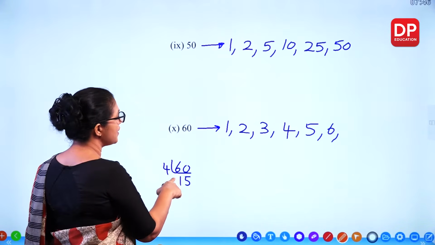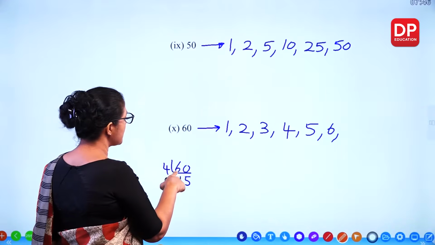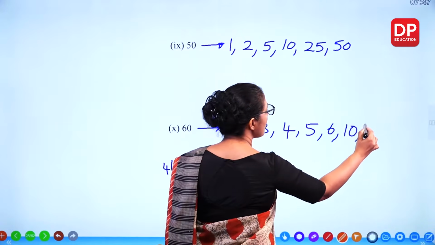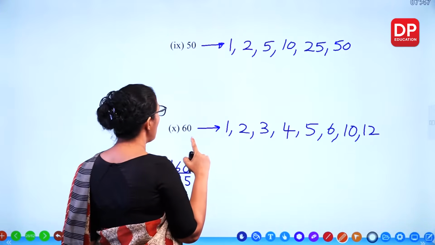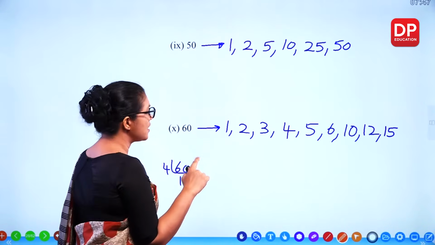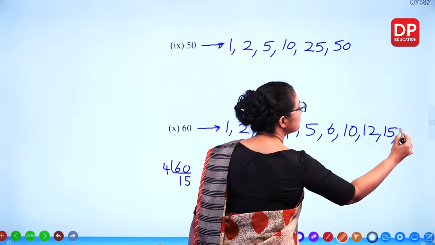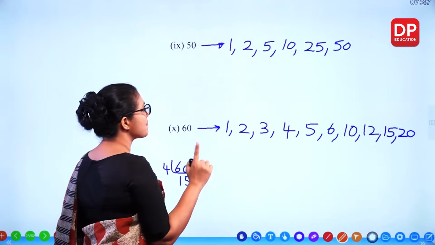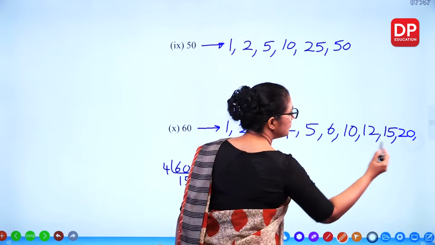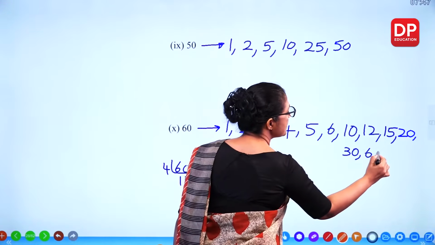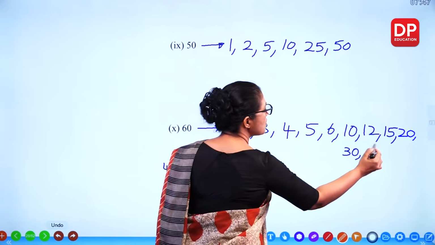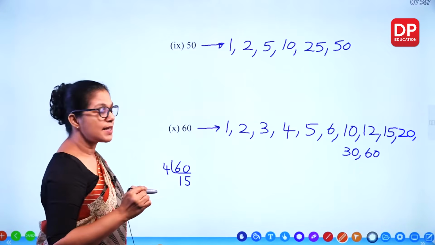Now we'll write down the other numbers. 5 times 12. So 6 times 10. 5 times 12. 4 times 15. And 3 times 20. What else? 2 times 30. And then 60. So those are the factors of 60.